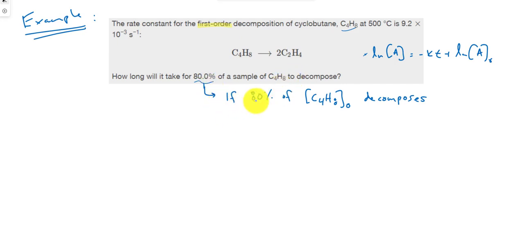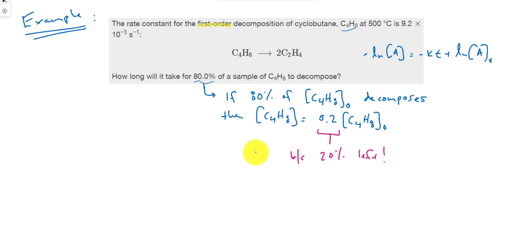So what they're actually saying is if 80% of the initial concentration, right, that's what this naught is for, if 80% of that decomposes, then what's another way that we could write the actual concentration of C4H8? Well, the current concentration of C4H8, not the initial, but the current, has to be 20% of whatever we started with, which is the same as 0.2, because we have 20% left. If 80% is decomposed of the initial, that means that what we're at now, which is marked by this variable, must be 20% of the original. So that's the equality that we could write here.